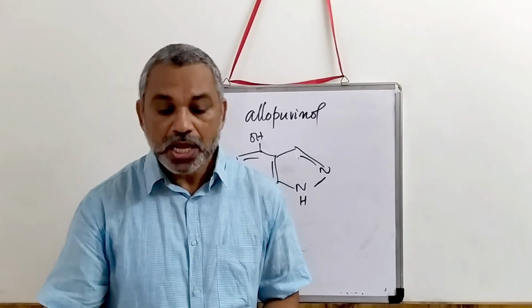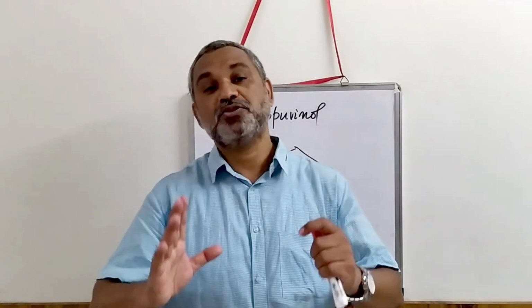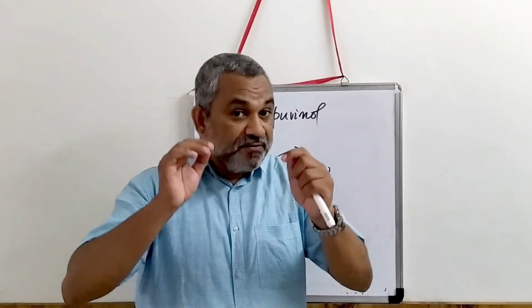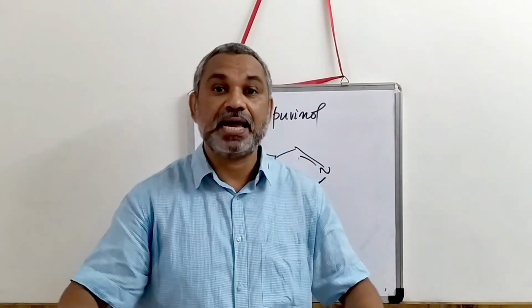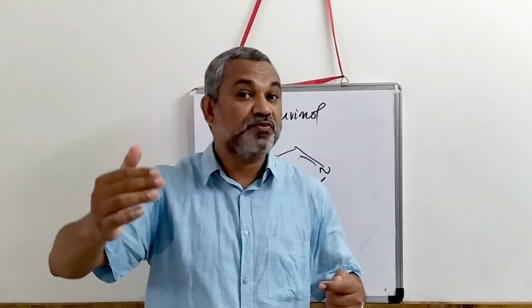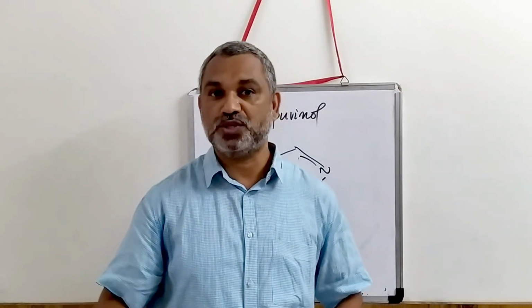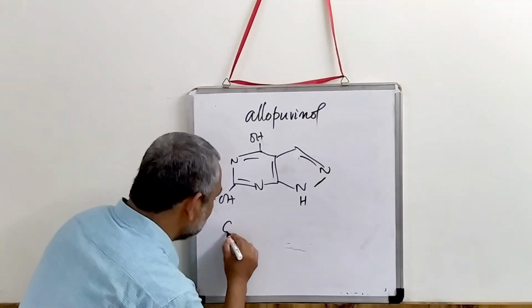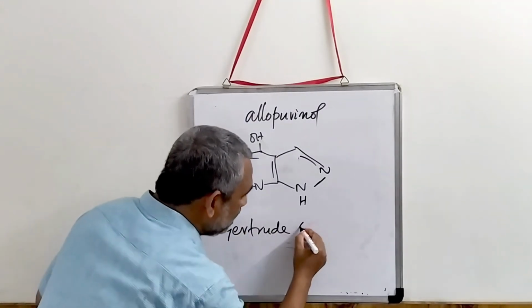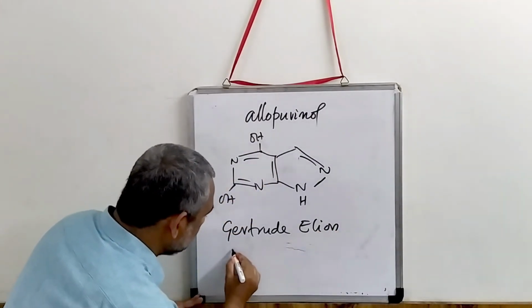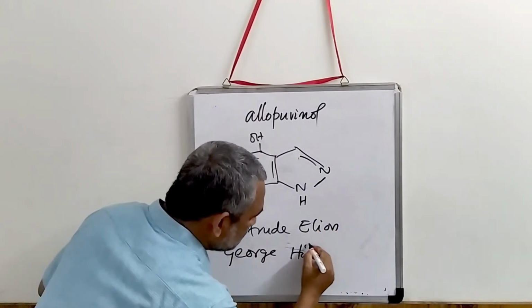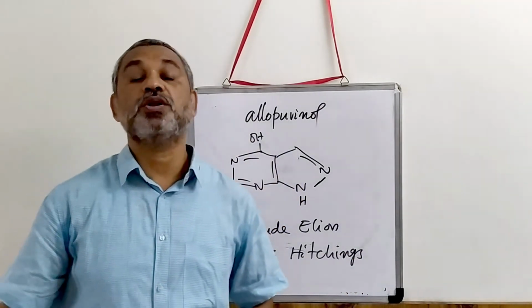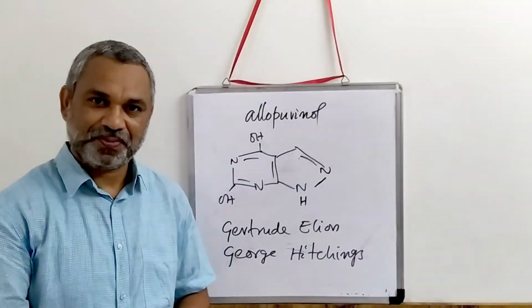Structural analog. So when we talk about allopurinol, we need to speak about two very famous scientists. When we learn things, we need to understand how the knowledge which we acquire can be useful in future. Two scientists, their names I am writing here: Gertrude Lillian and George Hitchings, two very famous scientists.